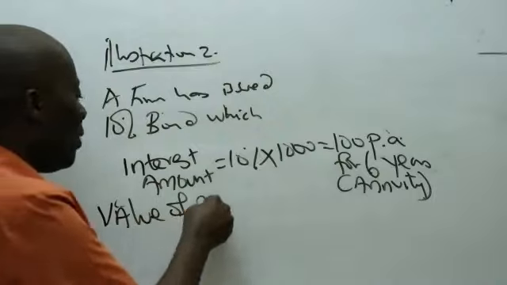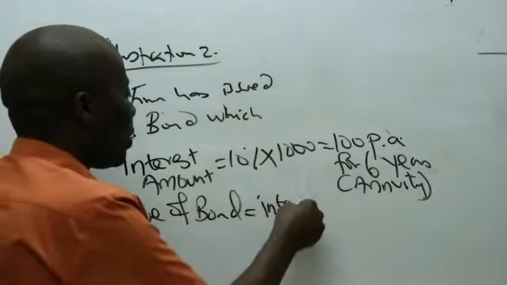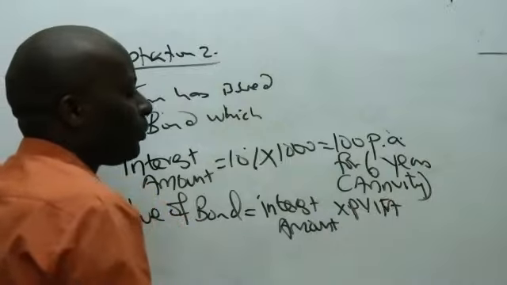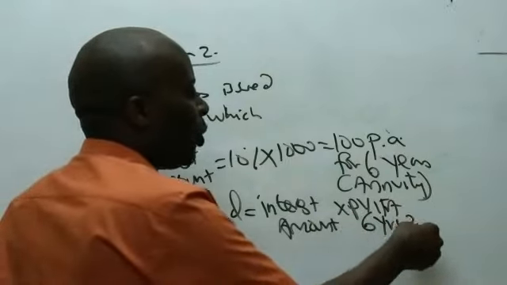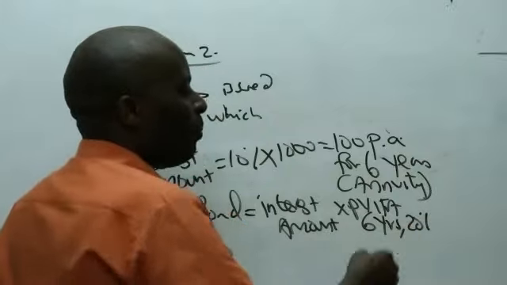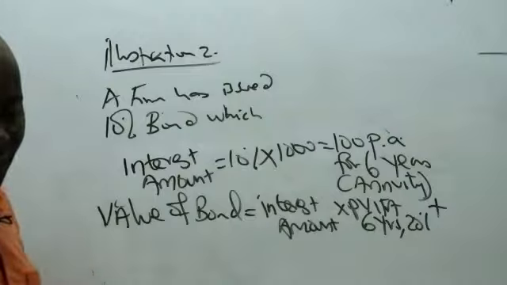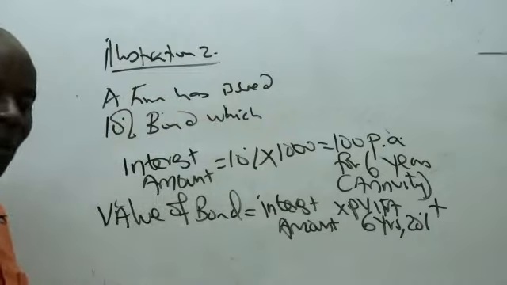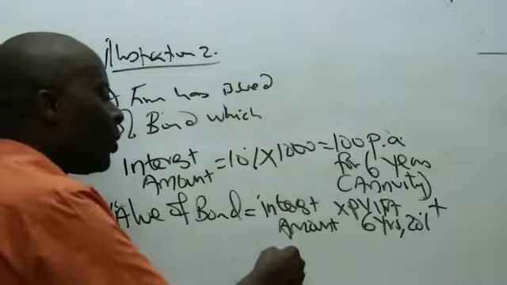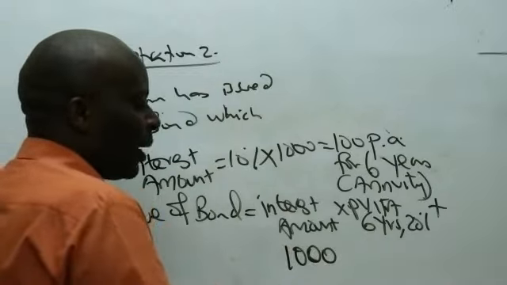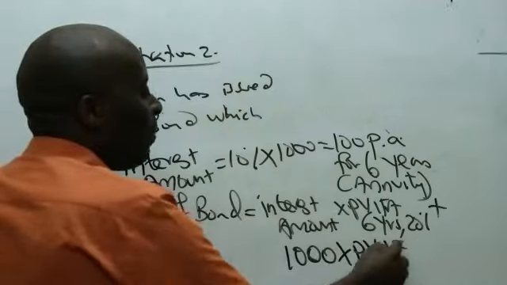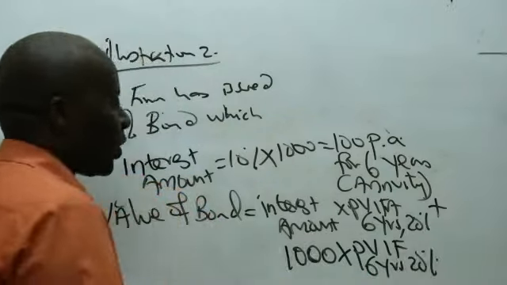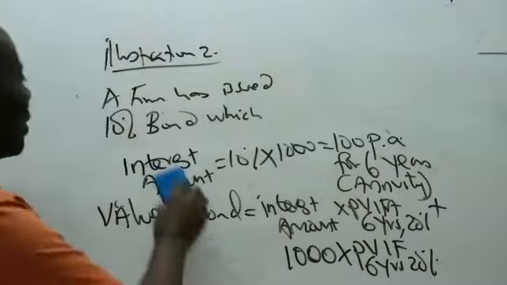So how do we get the value of the bond? You will take the interest amount multiplied by the PVFA, 6 years, 20% cost of capital, plus the redemption amount, where the redemption amount happens to be the par value. We assume that this bond will be redeemed at par. So 1,000 is the redemption amount. This 1,000 will only be multiplied by PV, same percentages, 6 years, 20%.